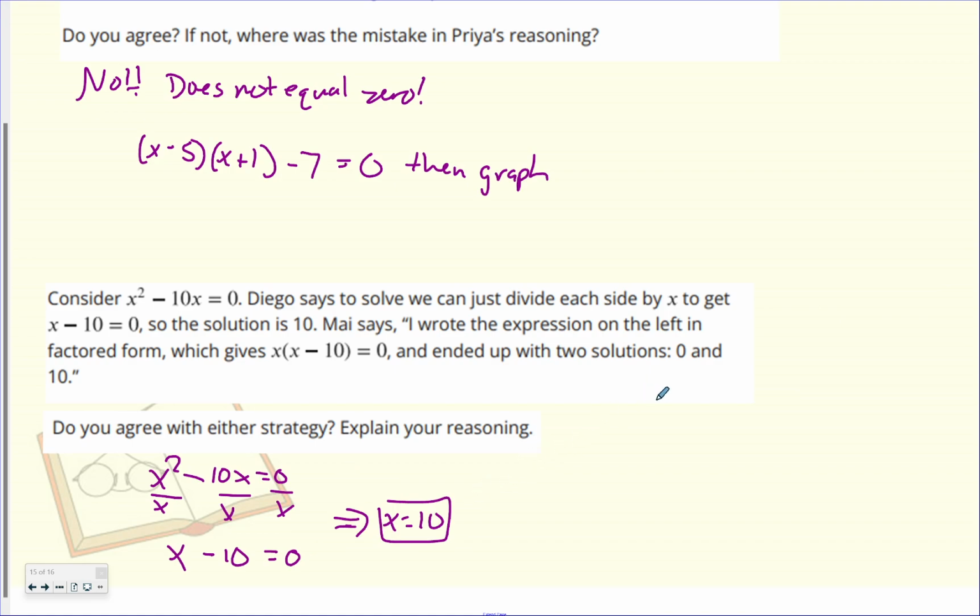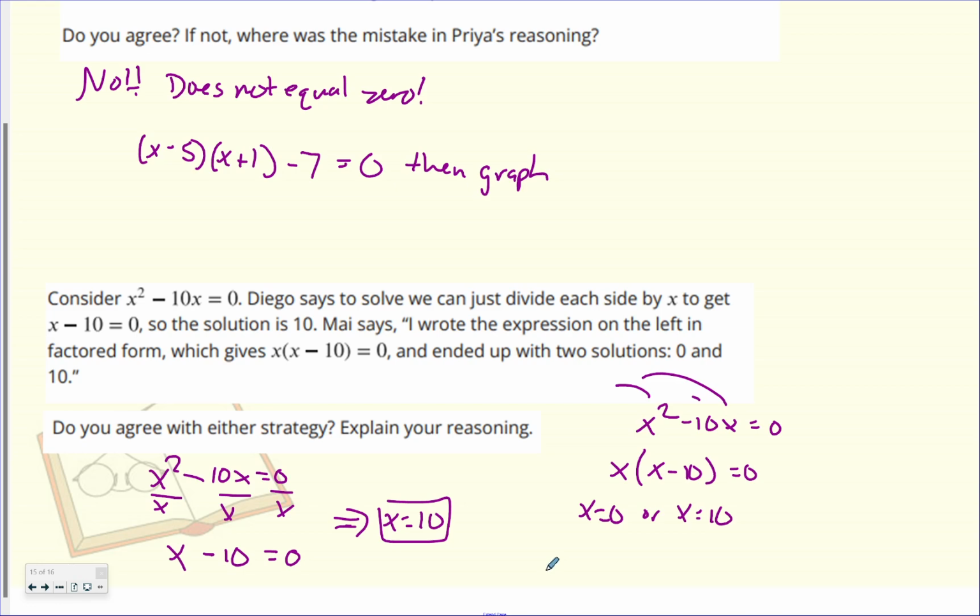Now Maya takes the same equation, x squared minus 10x equals 0, and writes the left side in factored form by factoring out an x to get x times (x - 10) equals 0. Then she applies the zero product property and gets x equals 0 or x equals 10. So, one answer, two answers. Who's right?